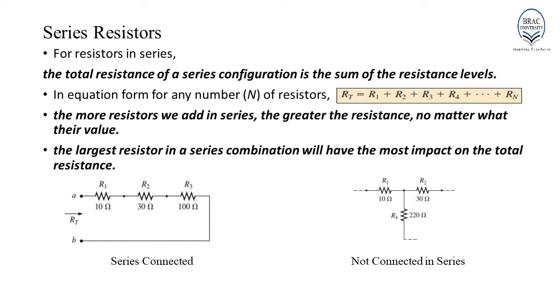Series resistors. For resistors in series configuration, there must be one common point or node between two resistors. The total resistance of a series configuration is the sum of the resistance levels. In equation form, if there are n resistors connected in series, then the total resistance RT will be R1 plus R2 plus R3 plus R4 till Rn.